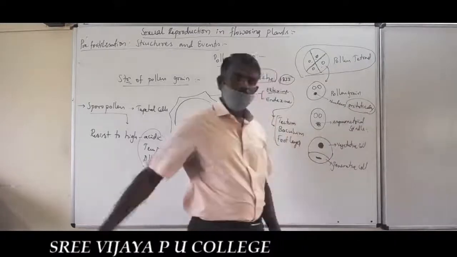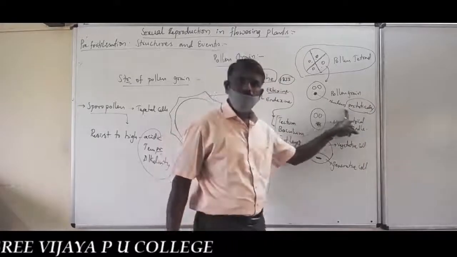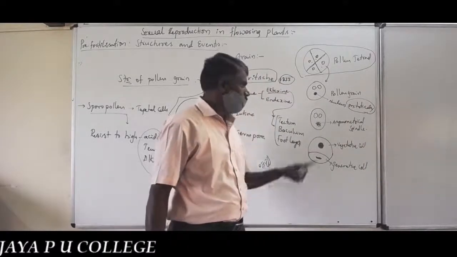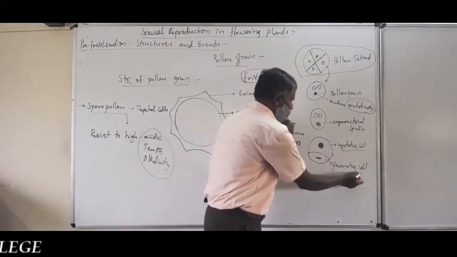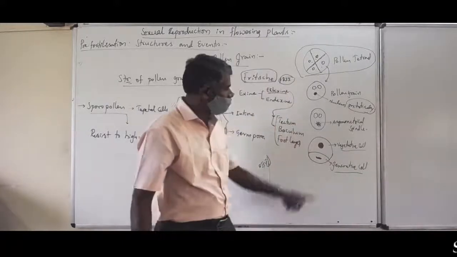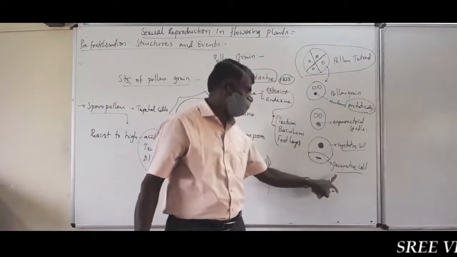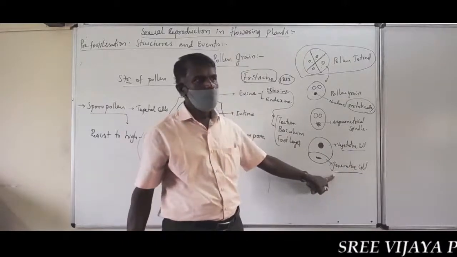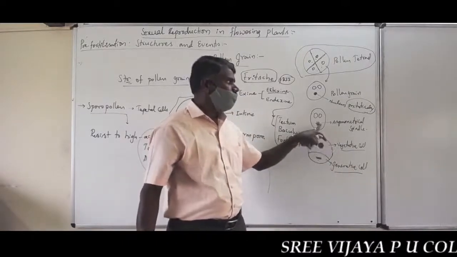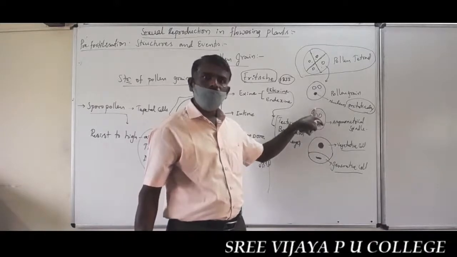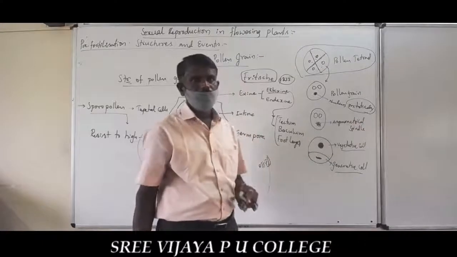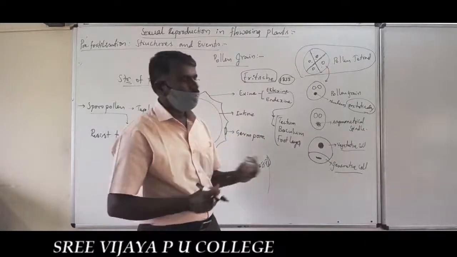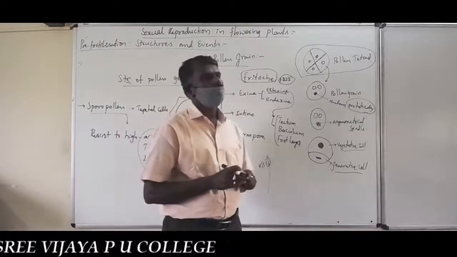The pollen nucleus divides mitotically to produce two cells. Those two cells are the vegetative cell and the generative cell. Here, the pollen nucleus divides mitotically to produce two cells, and that is an unequal cell division.